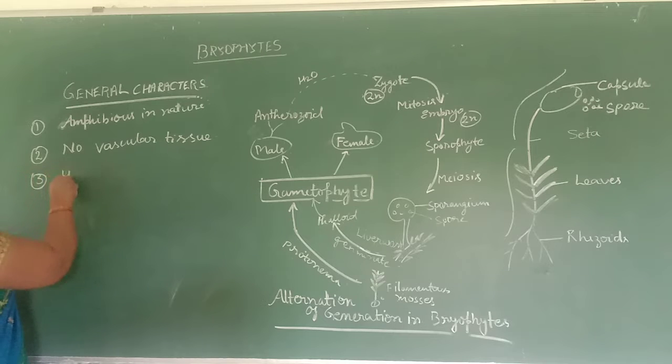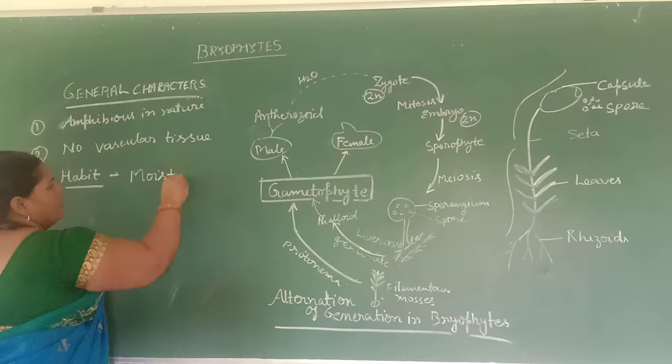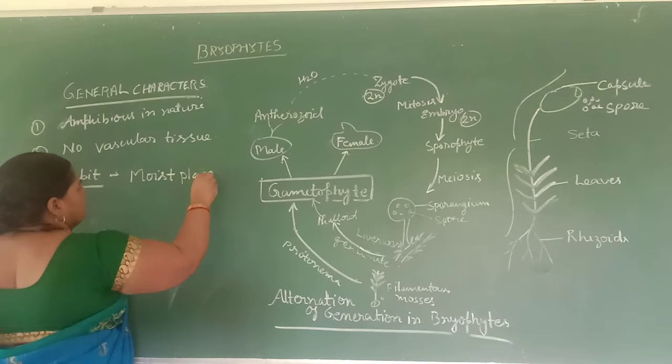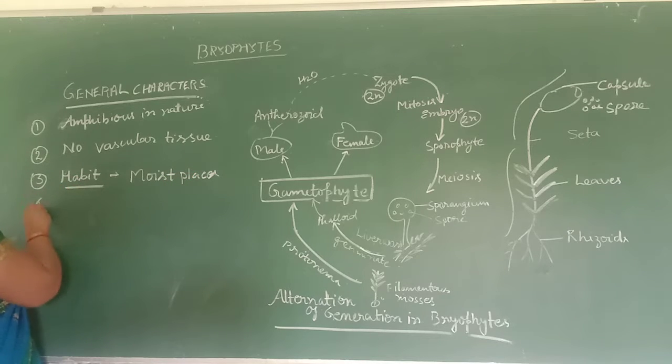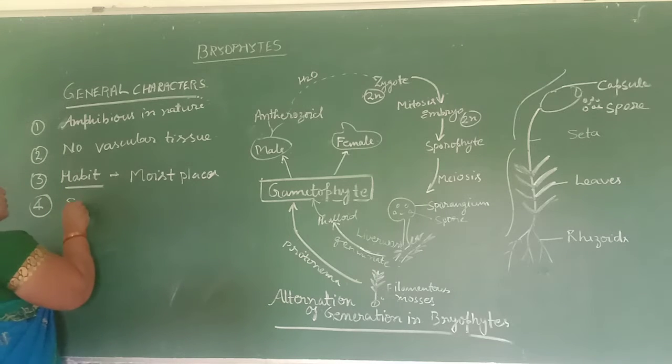Next topic is the habitat of the bryophytes. According to habitat, where are they found? They are found in moist places. Next point is that they have a small size.